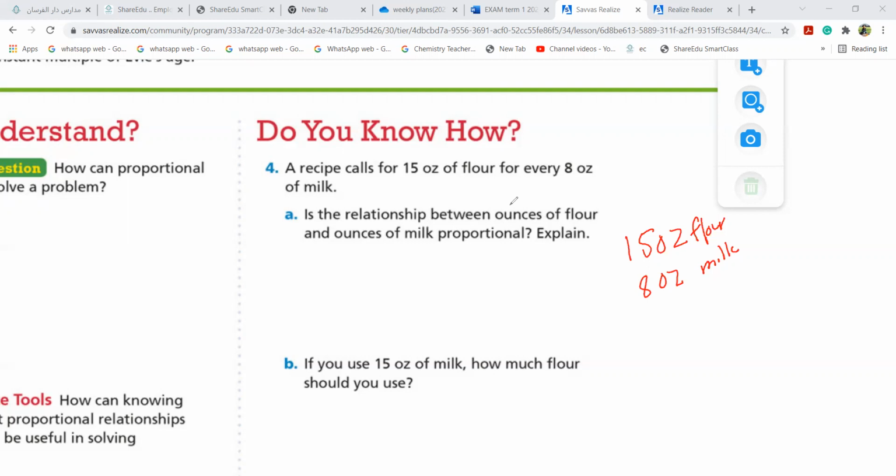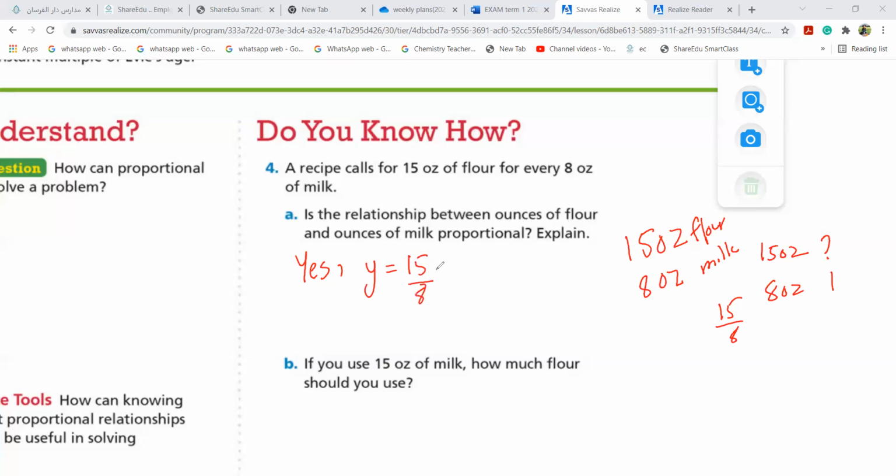So to check whether they are proportional or not, for 15 ounces, you need 8 ounces of milk. For 1 ounce of milk, you need how much? Of course, 15 divided by 8. Yes, it is proportional. How do we write the equation if they ask us? Y equals 15 over 8.